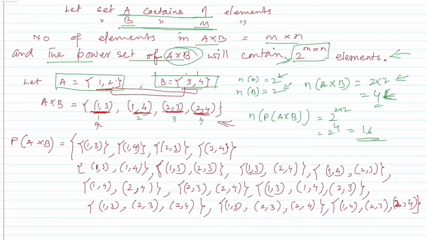Let us find the possible subset containing 4 elements. There will be only one, containing 4 elements, that means 4 ordered pairs. So that's here.